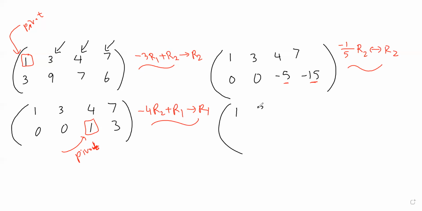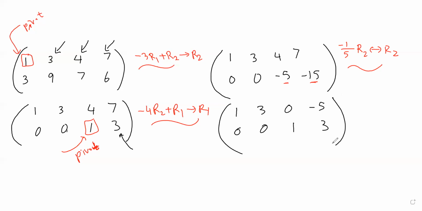So 1, this doesn't change because these positions are 0. And you get 0 here. And then I multiply this by -4, -12, added to 7, that's -5. And you have 0, 0, 1, 3.